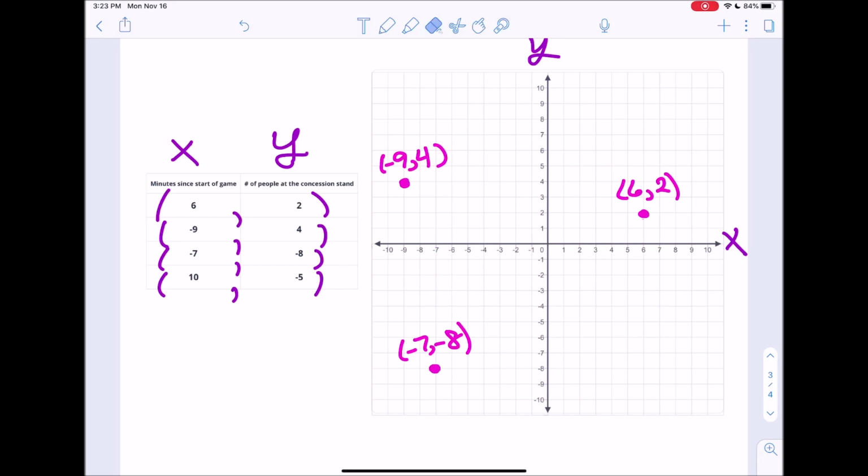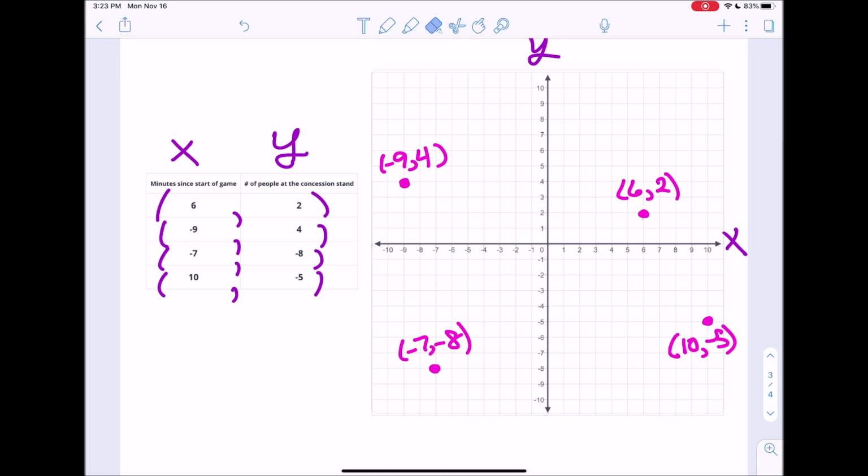And then last but not least, we have +10 and -5. So here's my +10 for X, -5 for Y. So I'm going to follow this line for X, follow that line underneath the 10, and then I'm going to go to the right on the 5 and follow that line until I see where they meet, and they meet right here. So this is going to be my 10, -5. Okay?